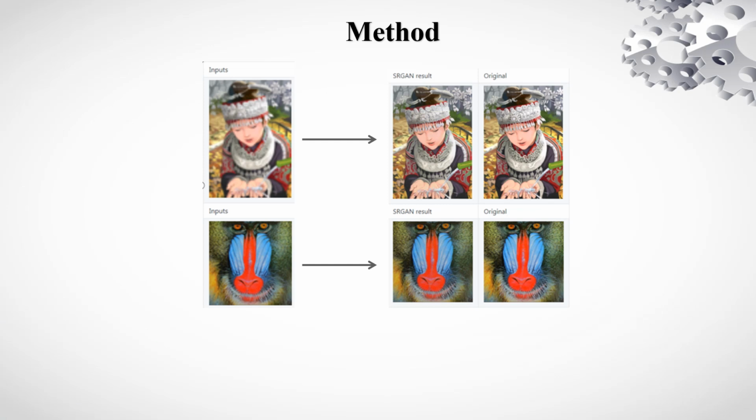On the right side is the original picture. We put it in as a low-resolution picture as input, use the SRGAN algorithm, and get the result. Finally, the output is the same as the original picture, and sometimes it looks better than the original one.